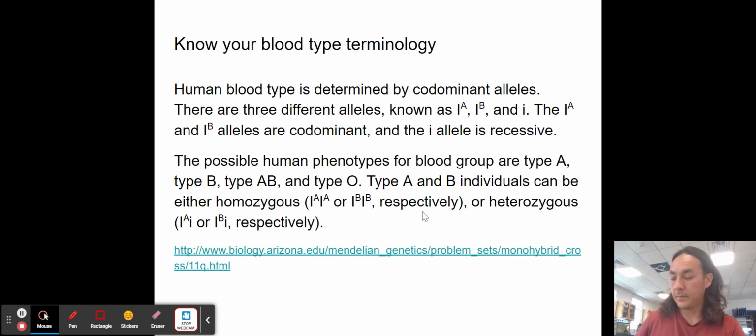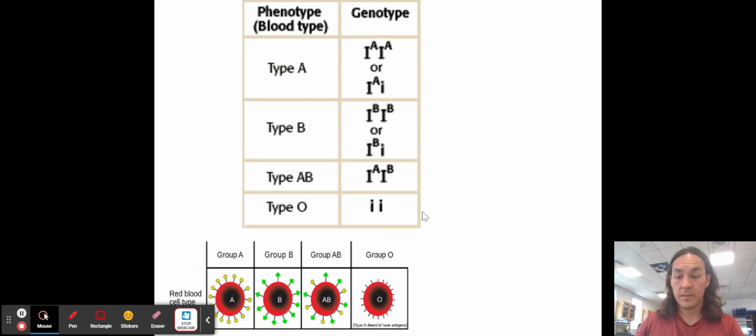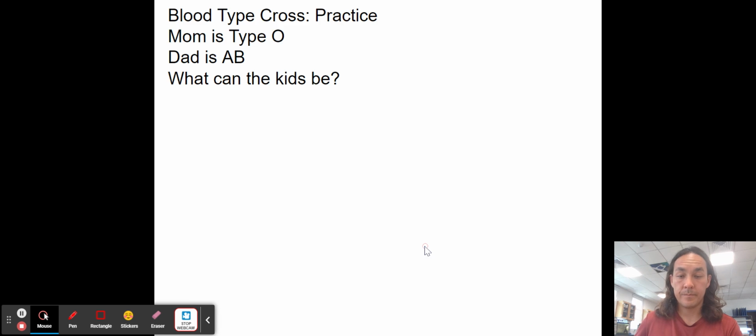Here are the problem sets that we will do in class that we haven't done yet. Here we go. Hopefully you got something like this. So you could be homozygous or you could be heterozygous. Here, homozygous B, heterozygous B, AB, or O. All right, go ahead and try a problem.